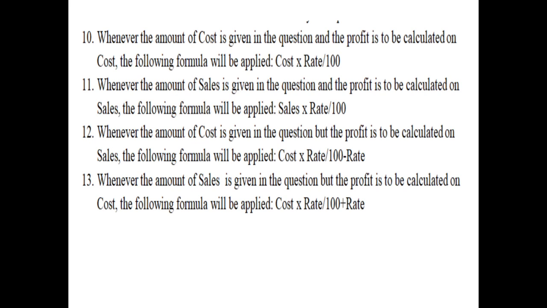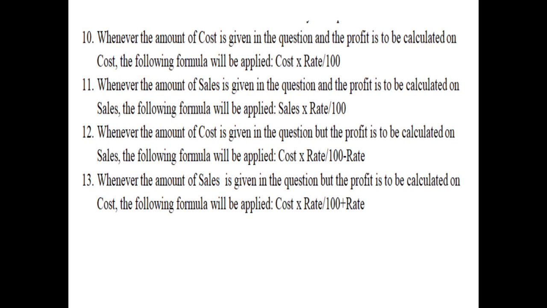On the other hand, point number 11, whenever the amount of sales is given in the question, no cost is given, and the profit is to be calculated on sales, then again the following formula will be applied. Instead of cost, we will calculate it on sales because we have the amount of sales. So we will apply the formula sales multiplied by rate upon 100. For example, if sales is 40,000 and profit is 20%, so 40,000 into 20 upon 100.